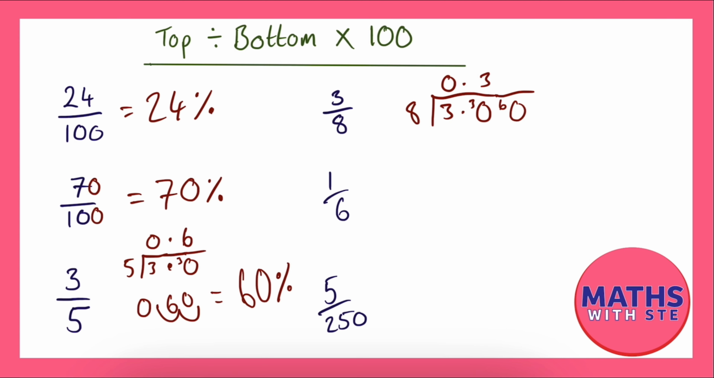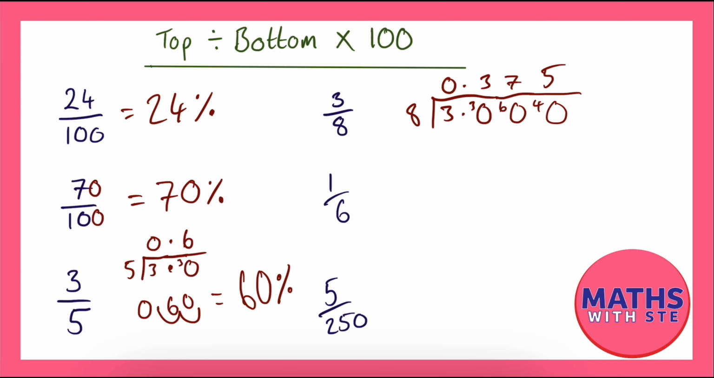Okay, how many times does 8 go into 60? Okay, so 8 times 7 is 56. So it's going to be 7, and there's going to be 4 left over. Okay, how many times does 8 go into 40? That's 5 times perfectly. And there you go. I times that by 100, that's going to be 37.5%.